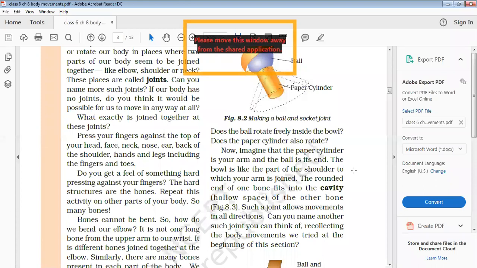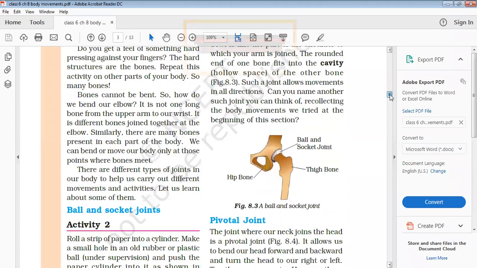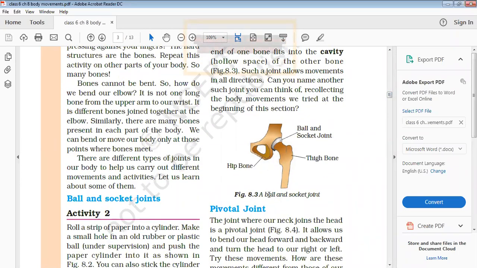This will make a ball and socket joint, and that ball and socket joint in our body is present in the shoulder, and you can move your shoulder in all directions due to this ball and socket joint. This ball and socket joint is also present in your thigh bone, and this is the hip bone.